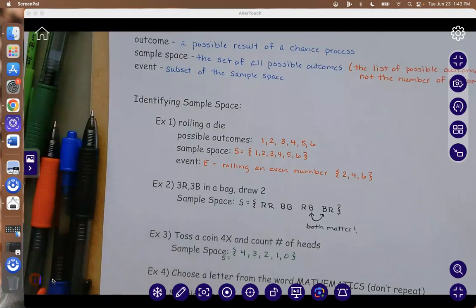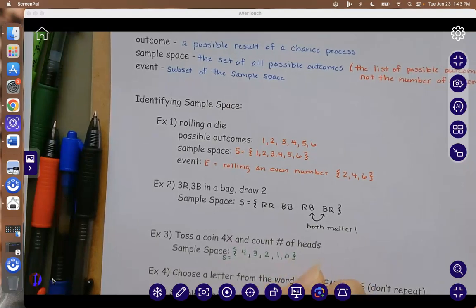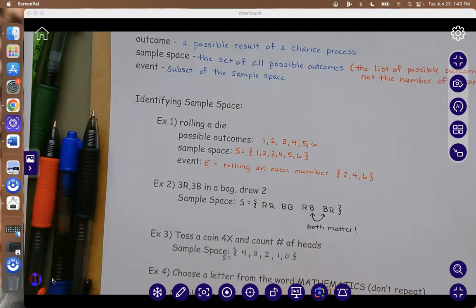All right. And then it says choose a letter from the word mathematics that doesn't repeat. And I can't repeat, excuse me. So there's an M, there's an A, there's a T, there's an H, there's an E. I can't use M because I've already used it. I've used A already, I've used T already. And then I have I, C, S. Okay, those are all the possible letters that I could pull from the word mathematics if I don't repeat.